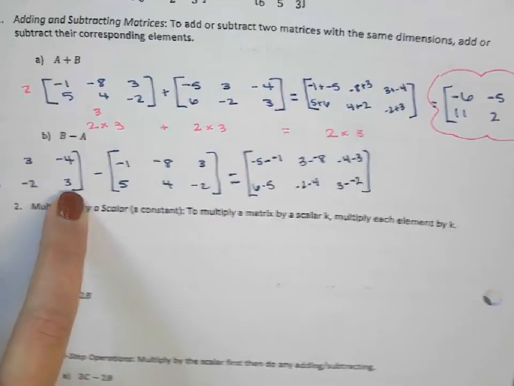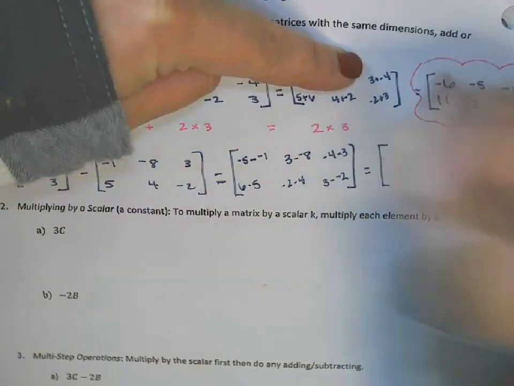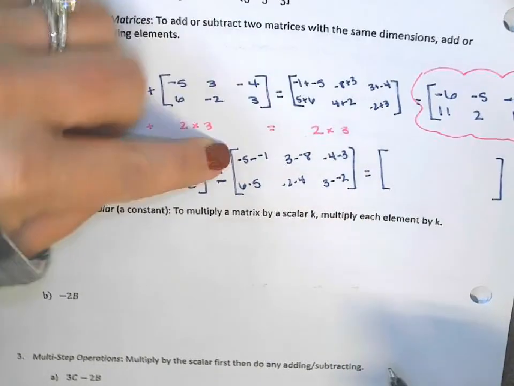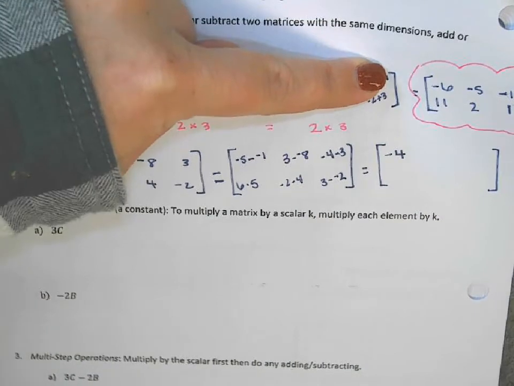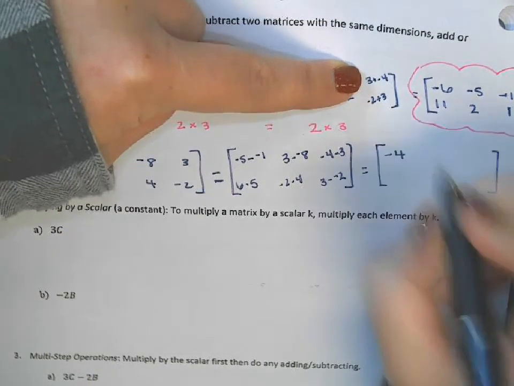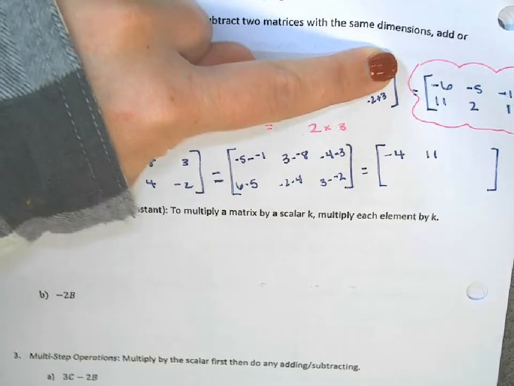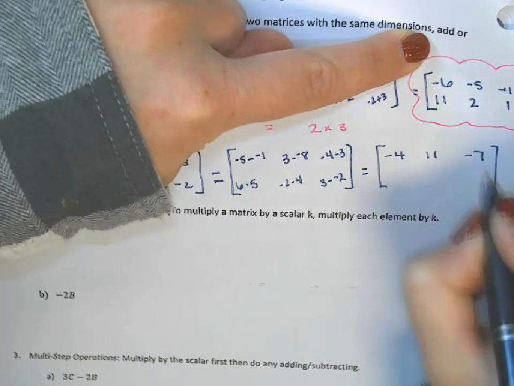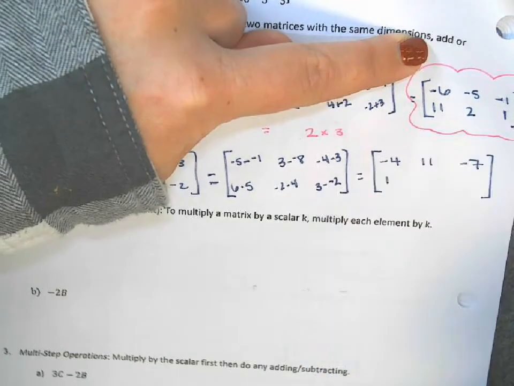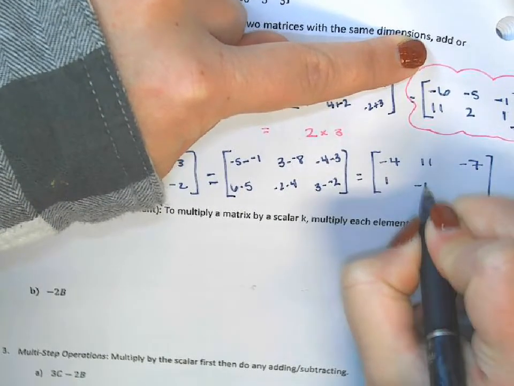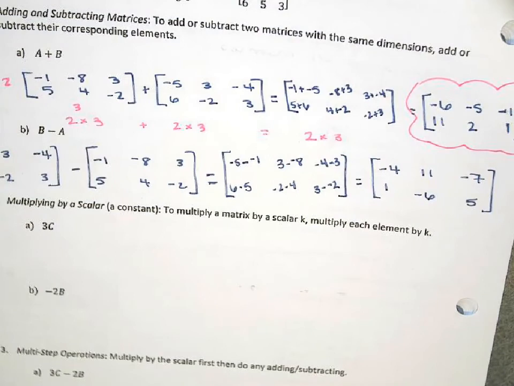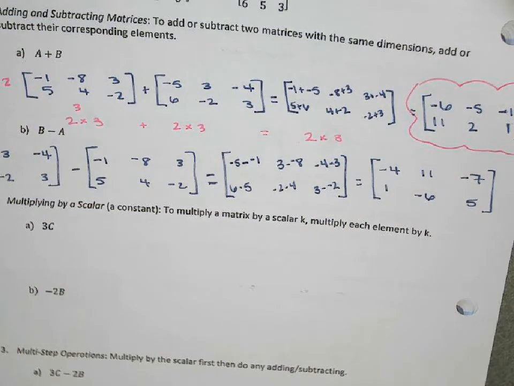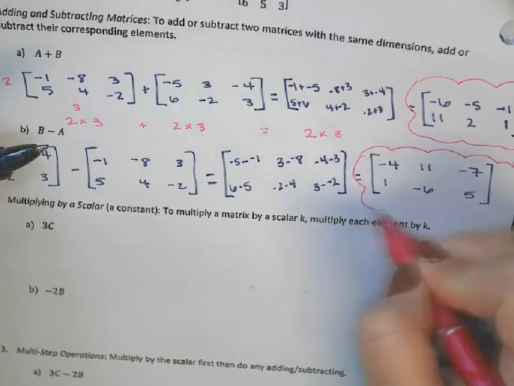Then I'm going to simplify each of those expressions. Negative 5 minus negative 1 turns into negative 5 plus 1, which is negative 4. 3 minus negative 8 turns into 3 plus 8, which is 11. Negative 4 minus 3 is going to be negative 7. 6 minus 5 is 1. Negative 2 minus 4 is negative 6. 3 minus negative 2 is 3 plus 2, which is 5. Are we okay with how I got that? So there's your final answer.